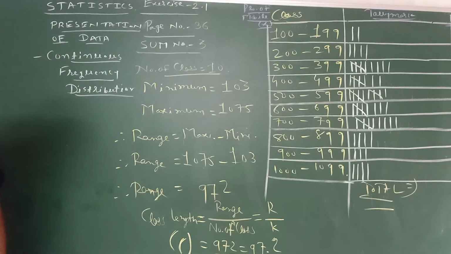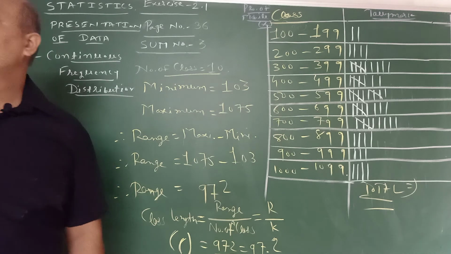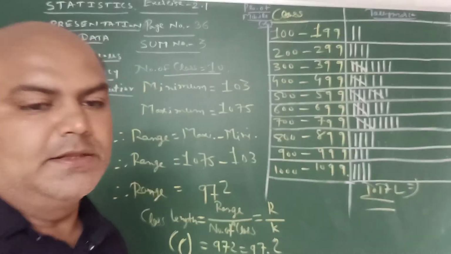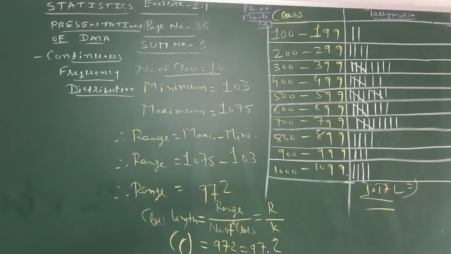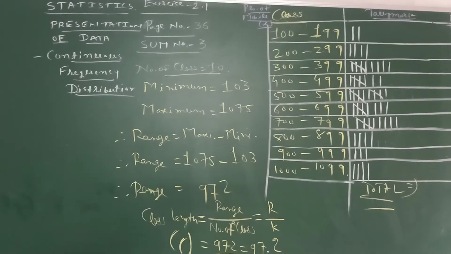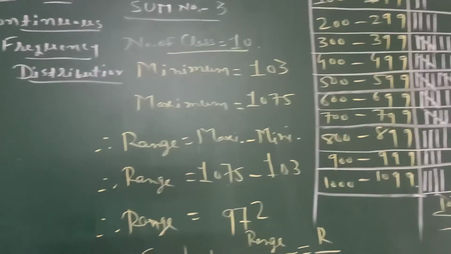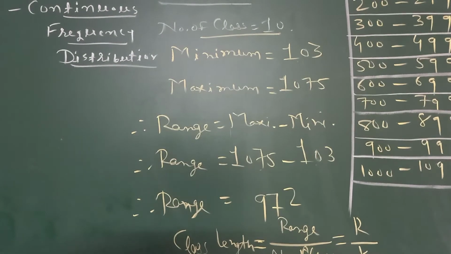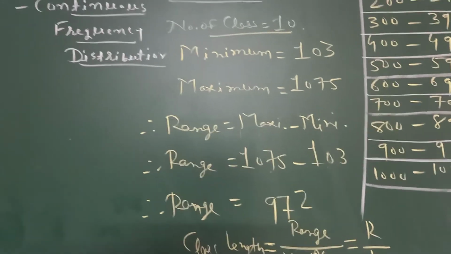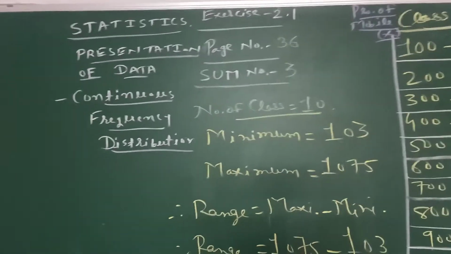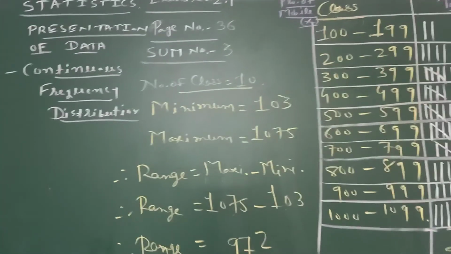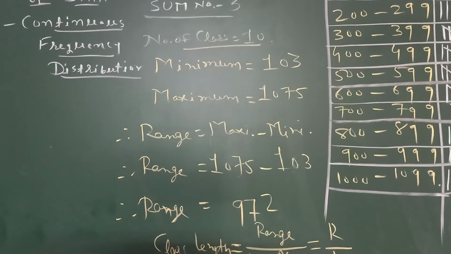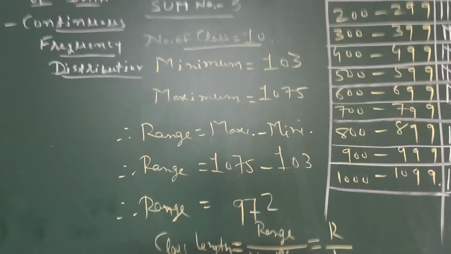Fast recap. As per our tradition, we take at the end the recap of the whole sum as I explained to you. In the very first step, we find the minimum, that is 103 in the question. The maximum is 1075. This is sum number 3, page number 36, exercise 2.1. They ask us to prepare 10 classes. So the number of classes is fixed, that is 10.